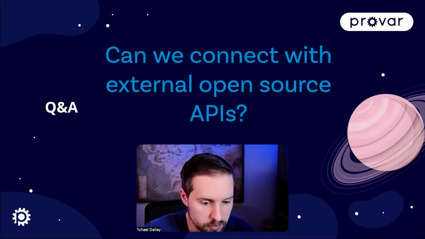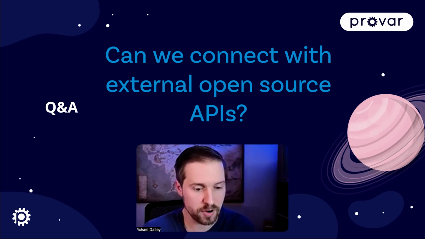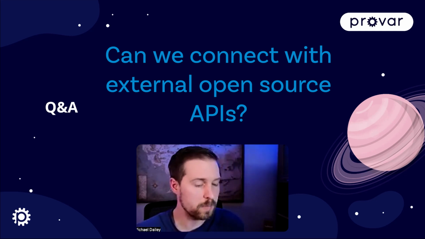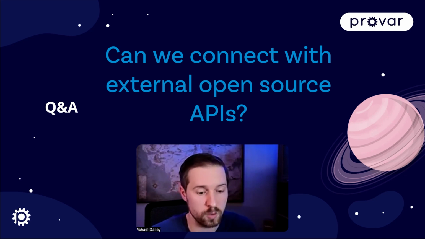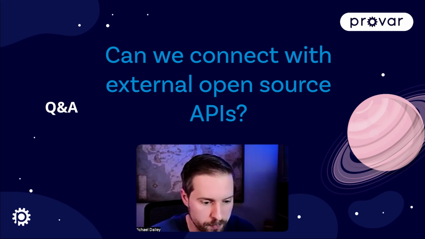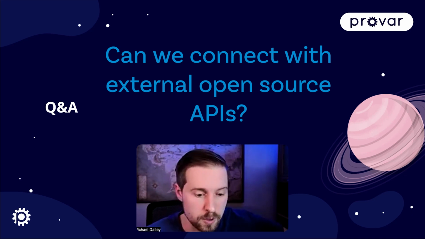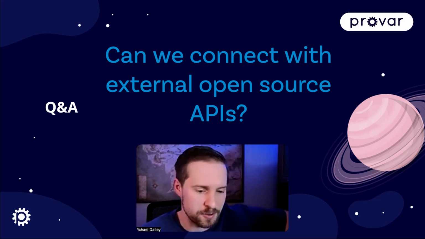Can we connect with external open source APIs? Great question. So we can work with you on your specific use case. I'll say that for now. Our new AI features are very much cutting edge, so we are iterating on them. So if you have a specific use case, we'd love to hear more about that, so we can work it into the product. Which external open source API you may have in mind, if it's DeepSeek or something like that.